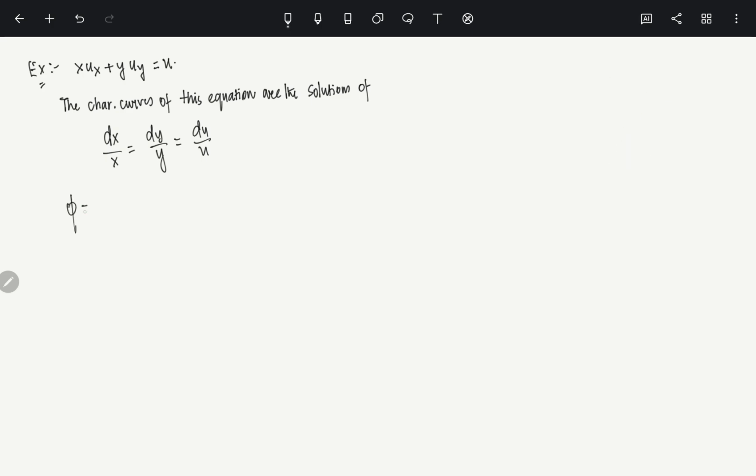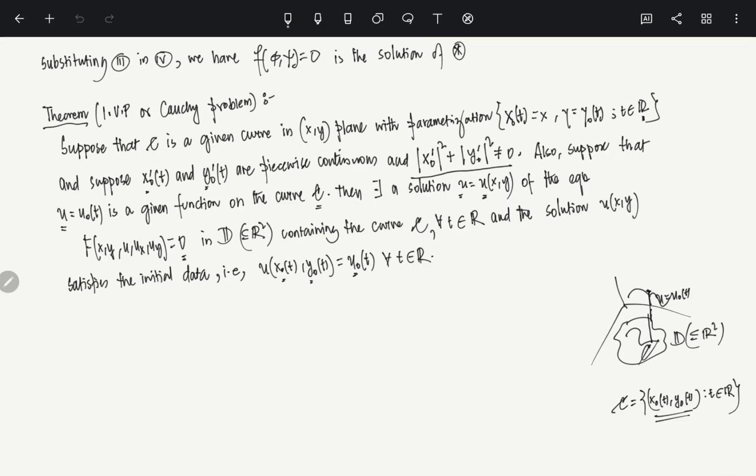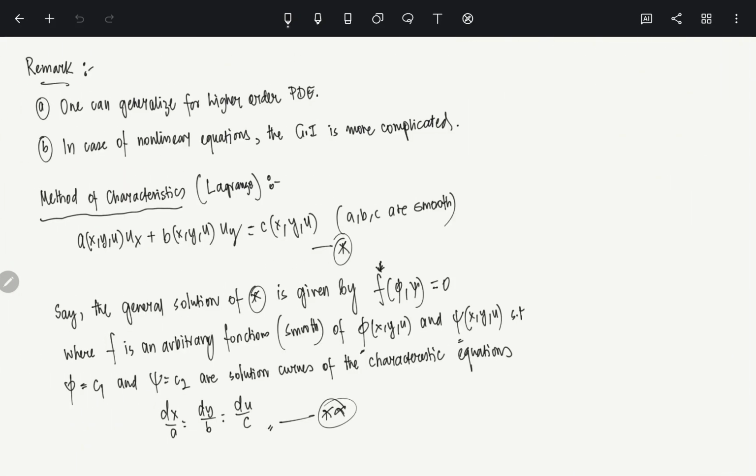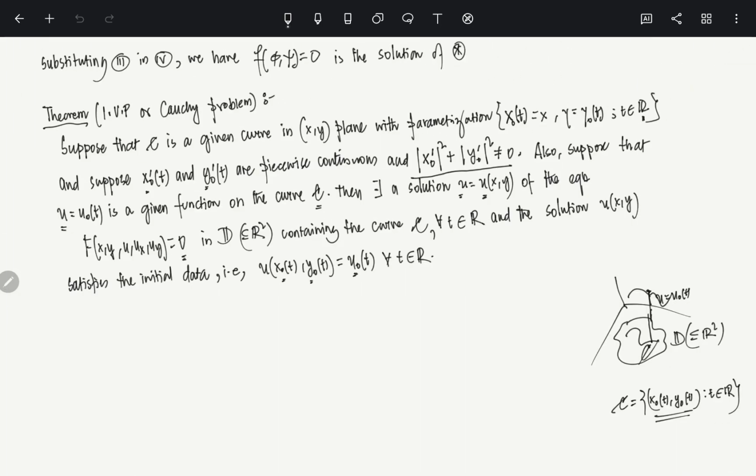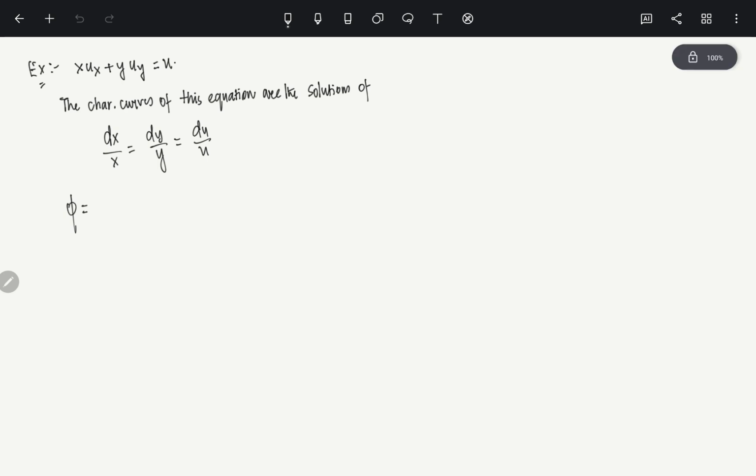We get phi. You remember, in this original problem we have this small f of phi and psi equals to 0. That's our general solution. So in this case, what is our phi? Phi, we will be defining it to be y by x, and this is C1. Clear? So solving this system, we get this, and we can define psi. Psi is u by x, that is your C2.